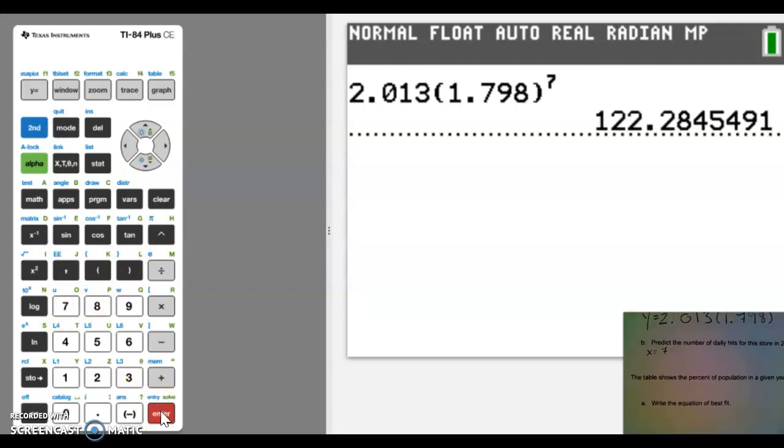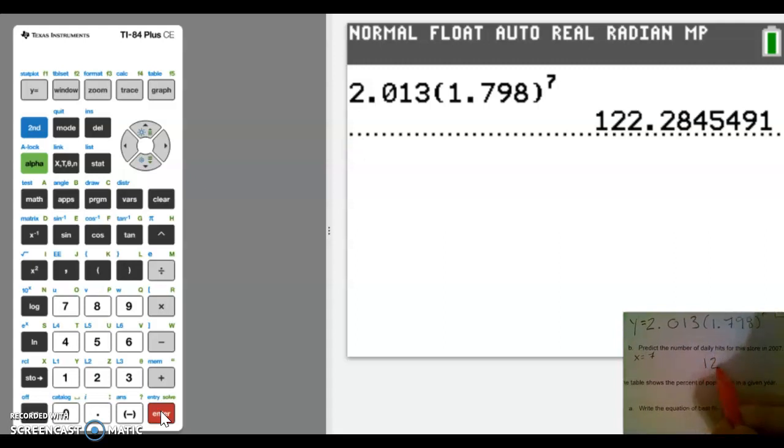So the number of daily hits in the year 2007 is 122.28, and I'll just round to 3 place values and say 122. But don't forget it's in thousands, so I'm going to go ahead and say 1,000. Sorry, out of the screen there. So it's that many thousand hits on that website.